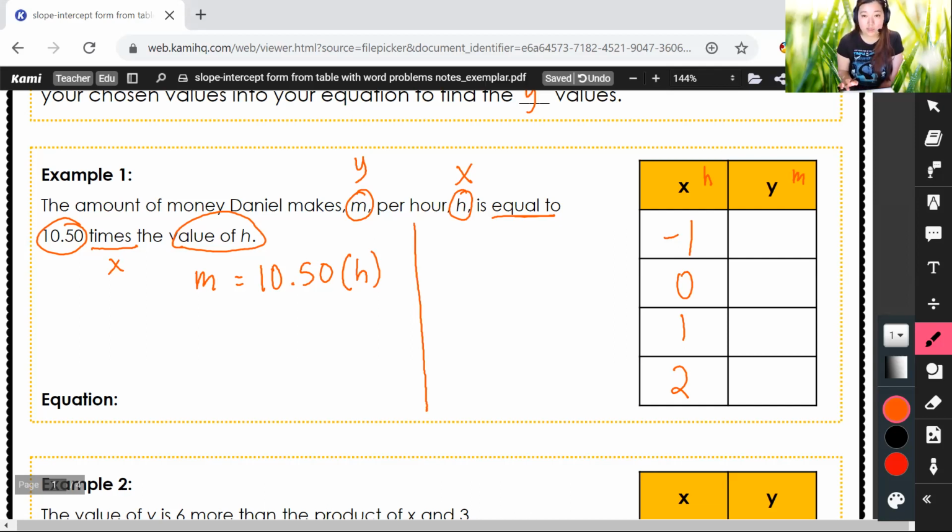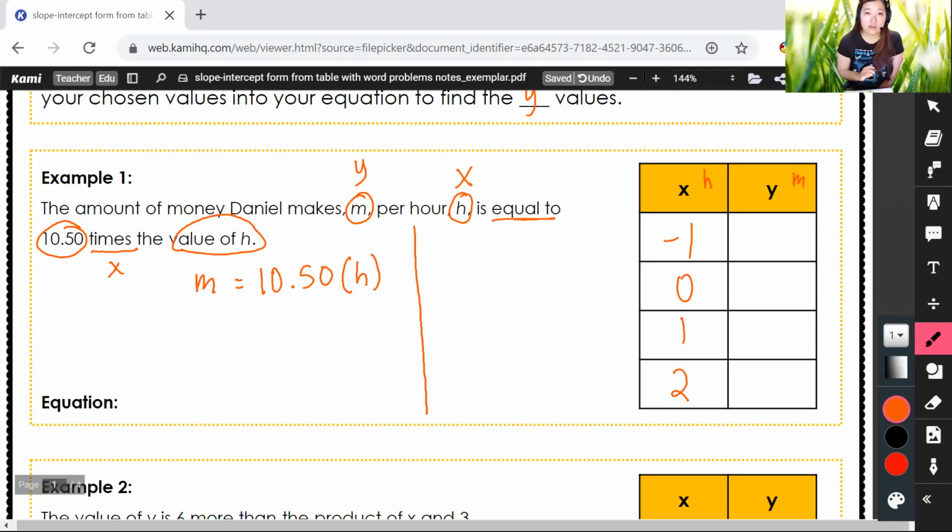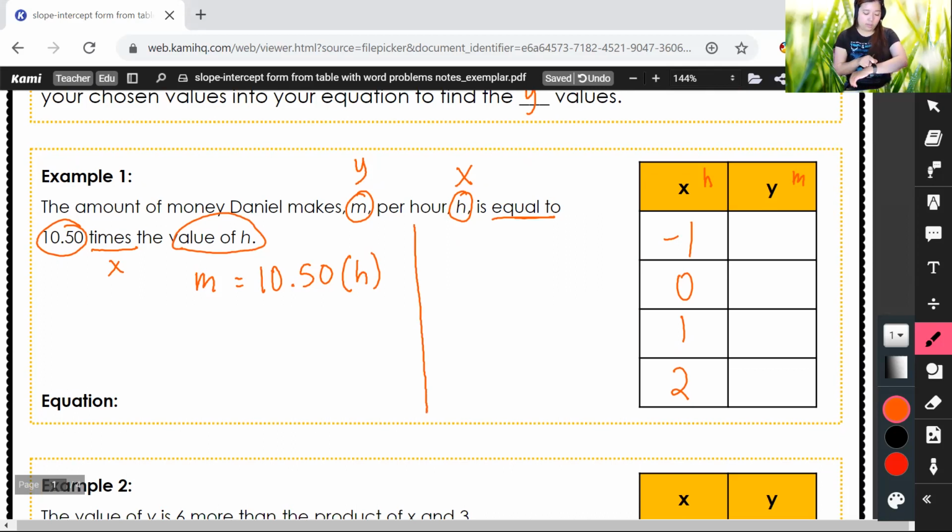Okay, because remember, y depends on x. That's why we decide what x is, and then we figure out what y is going to be based on what we decided that x is. Okay, so for each of these, to find y, or to find m, I guess, you're going to do 10.50 times whatever we decided for h. So here is negative 1. 10.50 times negative 1 is negative 10.50. That's all we have to do.